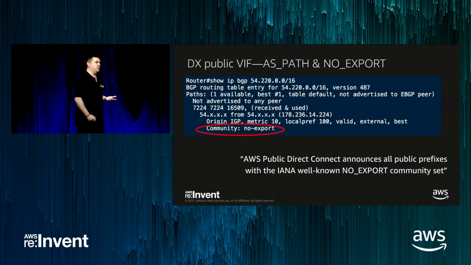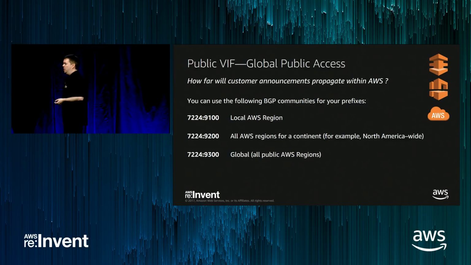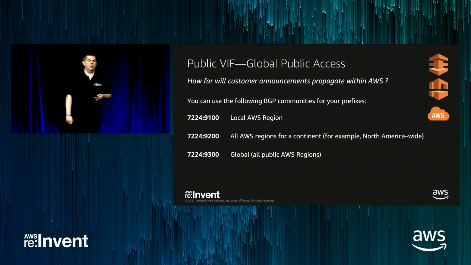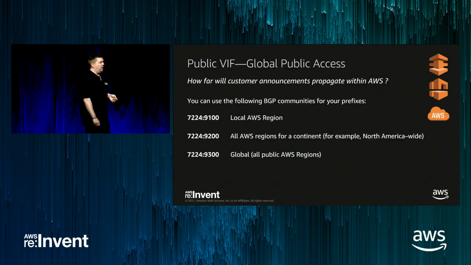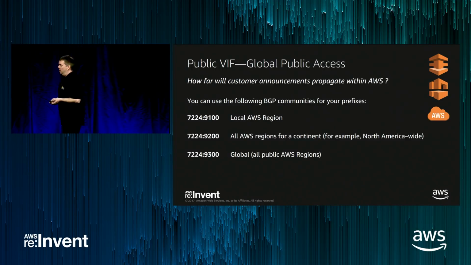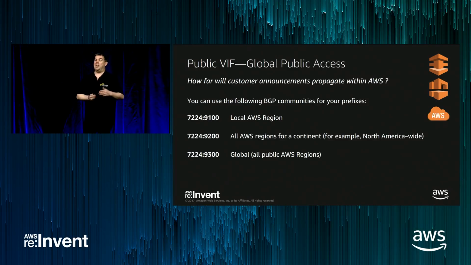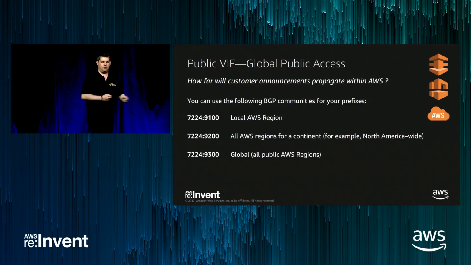But we also do now support a couple of other communities. So if you want to announce prefixes to us, and you only want them to be used within the local AWS region, you can attach a community of 7224:9100. At which point we will contain that announcement and only use it within the local region. So if we have traffic flowing back to you, say, from a completely different region on the other side of the world, it'll come back to you over the internet, unless you have another Direct Connect connection, where again, you've chosen to limit the range.